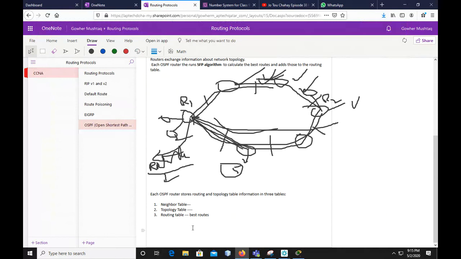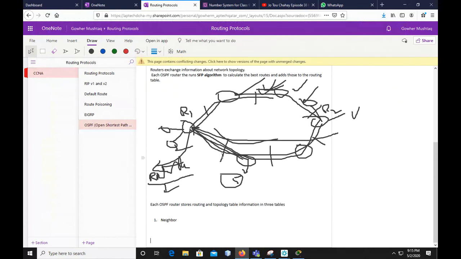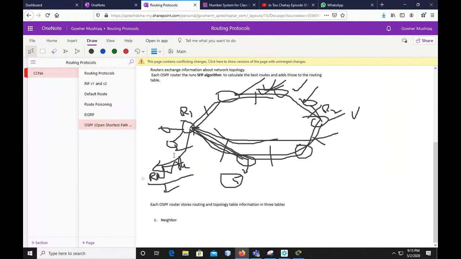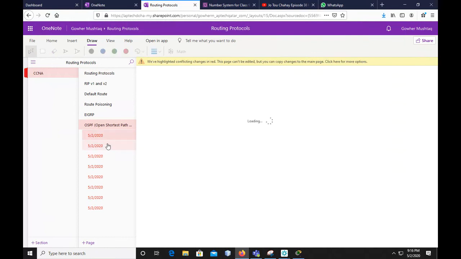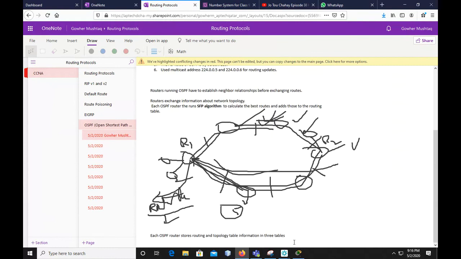The neighbor table stores the information of neighboring routers. The topology table will store all the, what happened here? Why did I delete this thing? All right.